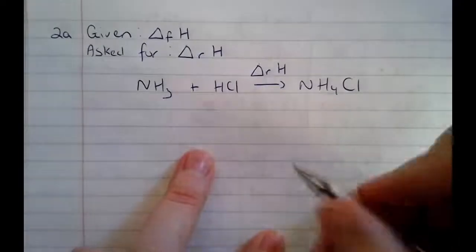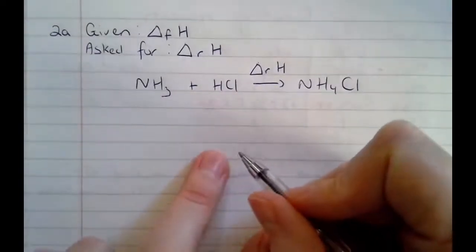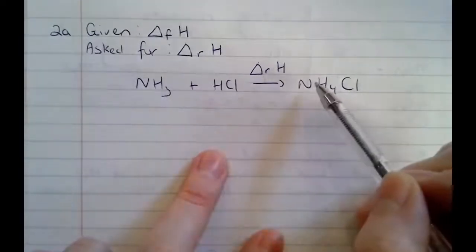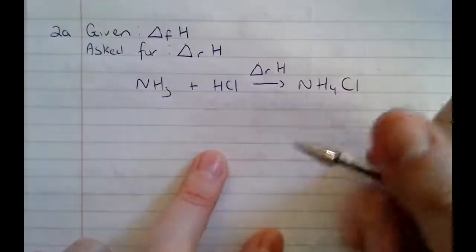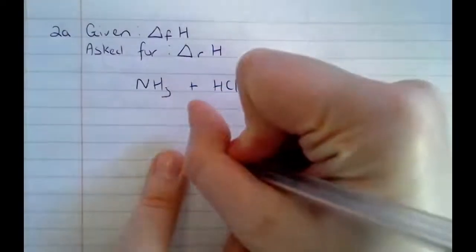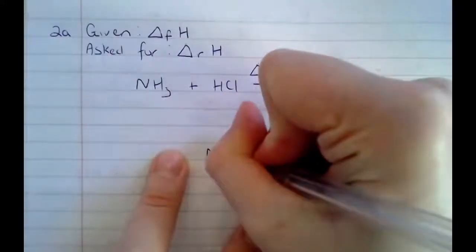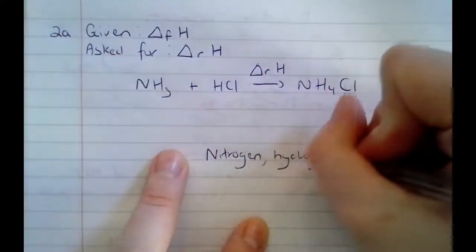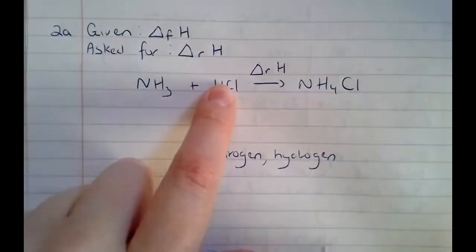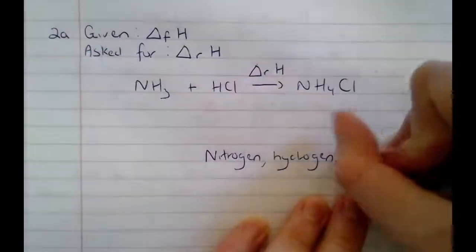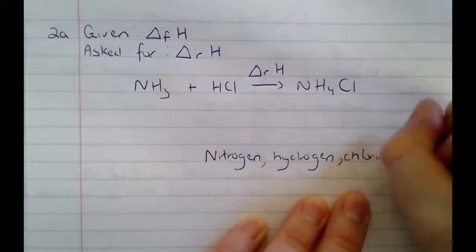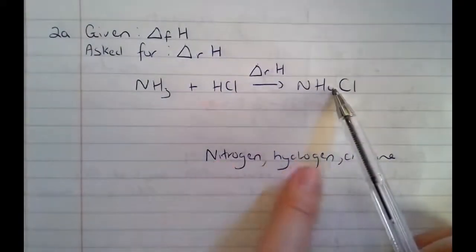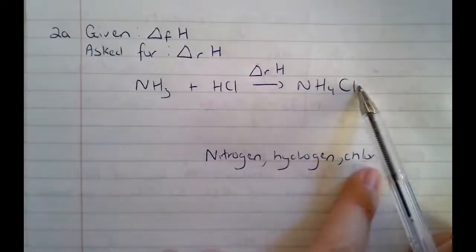Okay, so at the bottom here, in order to construct my cycle, I'm going to write the names of the elements which make up these compounds. So in NH3, I've got nitrogen and I've got hydrogen. And in HCl, I've got hydrogen, which I've already written down, and I've got chlorine, so I'm going to add chlorine to my list. And if I look at the product side, I've got nitrogen, hydrogen, and chlorine, which I've already written.